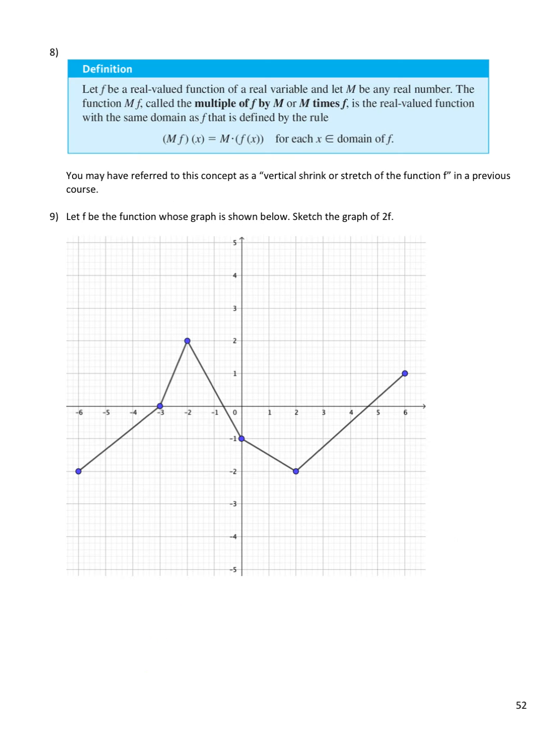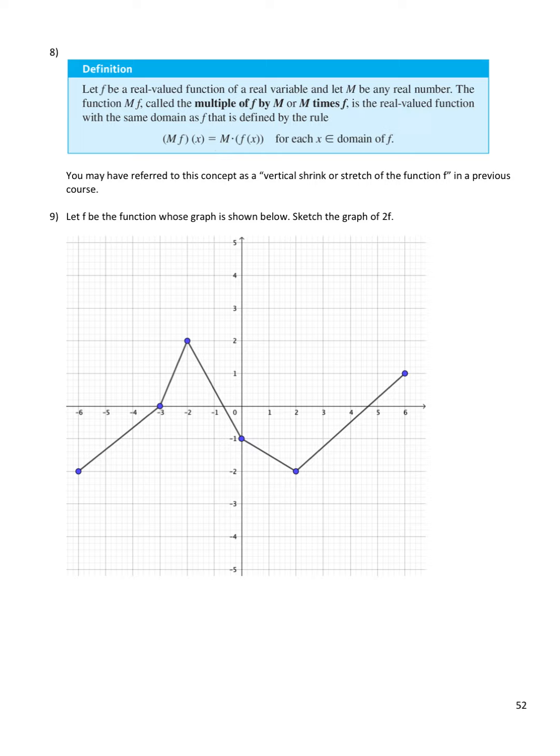Okay, if f is a real valued function on a real variable and we let m be any real number, then the function m times f is called the multiple of f by m. It is the real valued function with the same domain as f that is defined as m times f of x is just m times f of x for each x in the domain. So f of x, those are the y's that are associated with each of the x's. So we're just multiplying all the y's by some multiplier m.